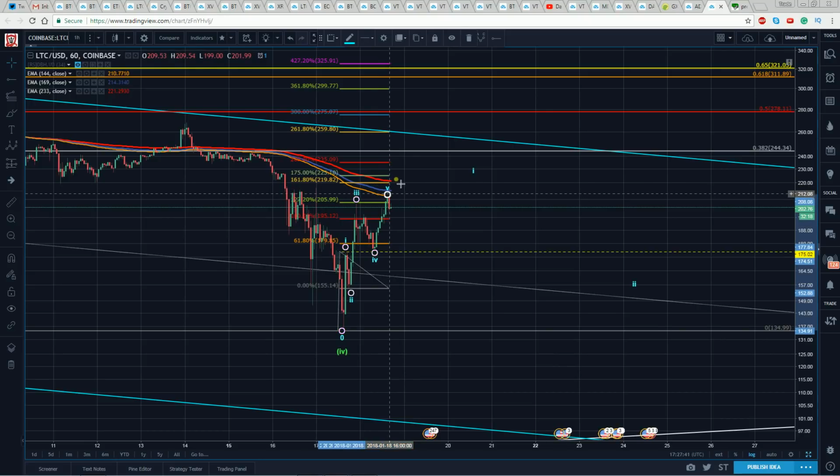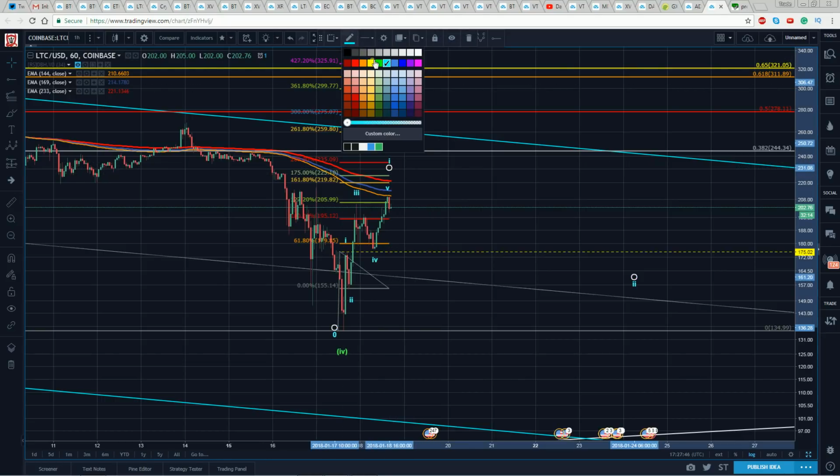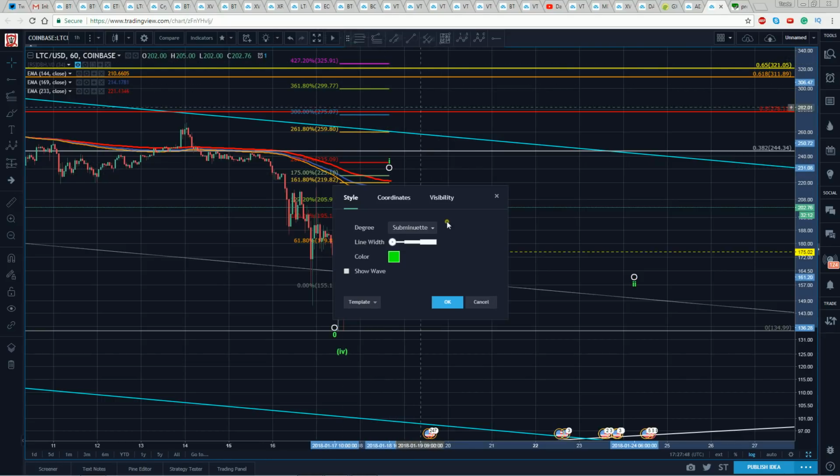So potentially what we have here, now let me get this. Let me change that color again. We'll go up a degree so it makes sense. So we'll go to minuet. Okay, so there we go.